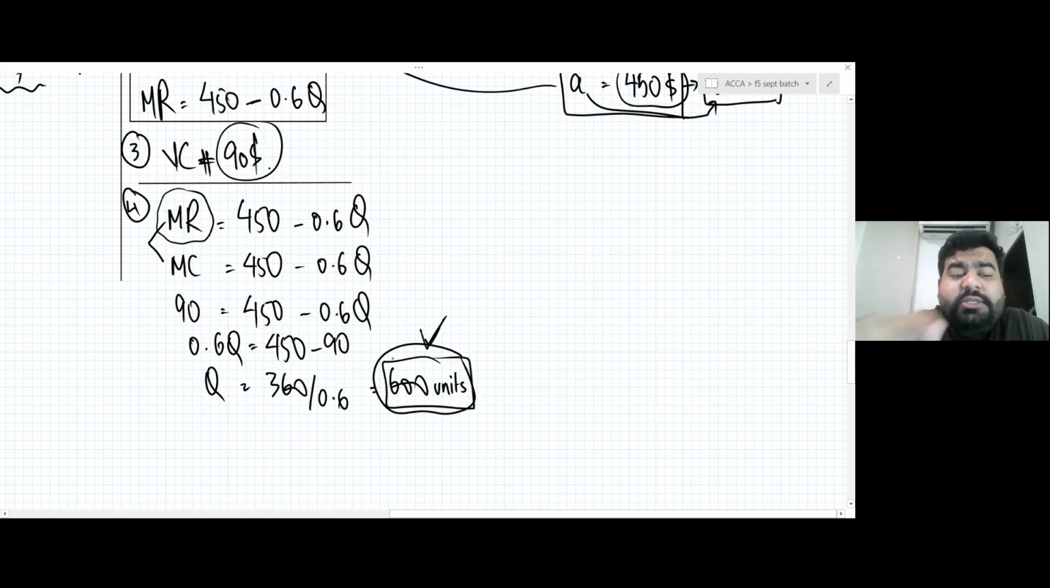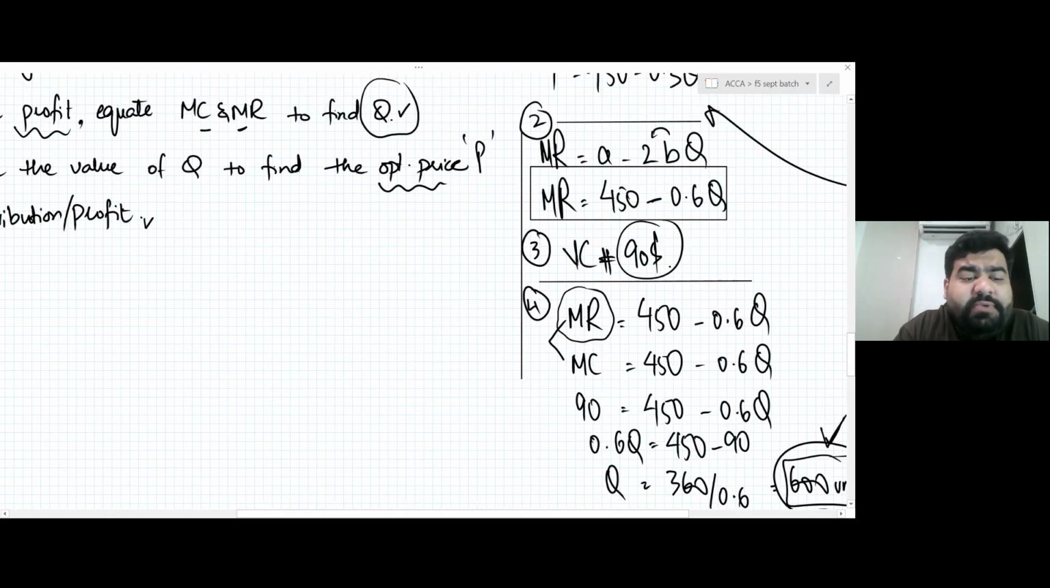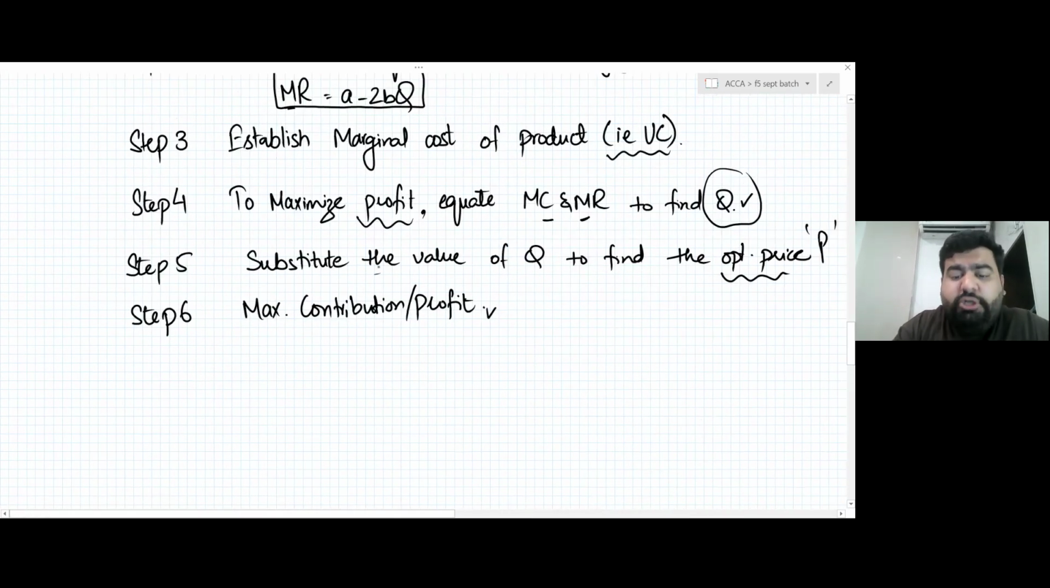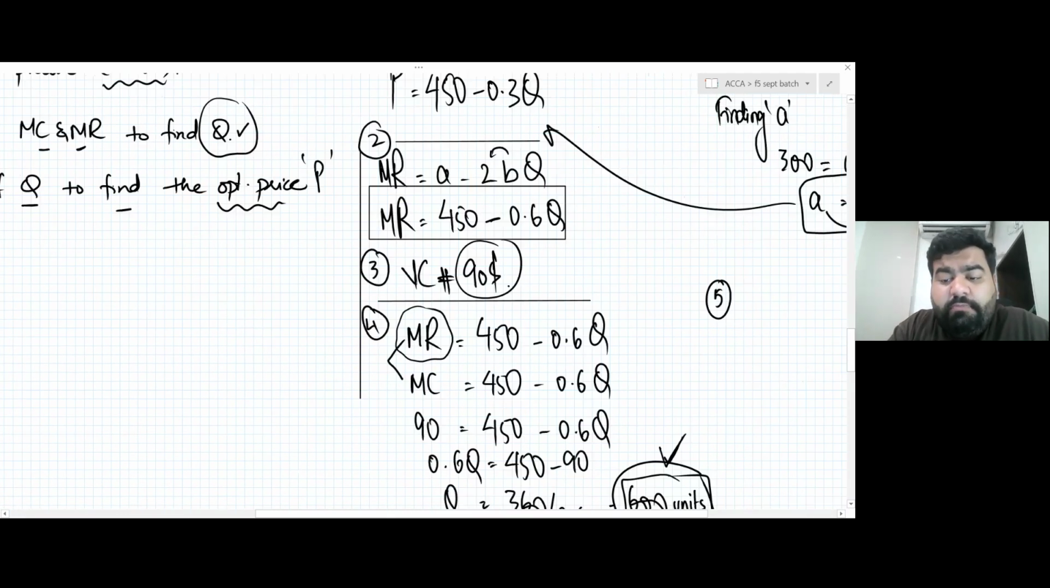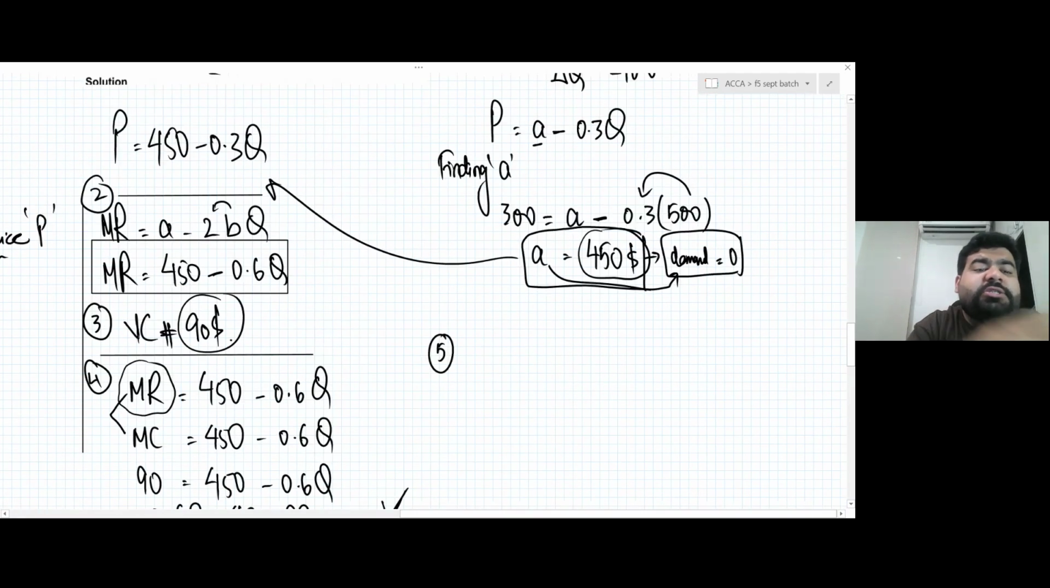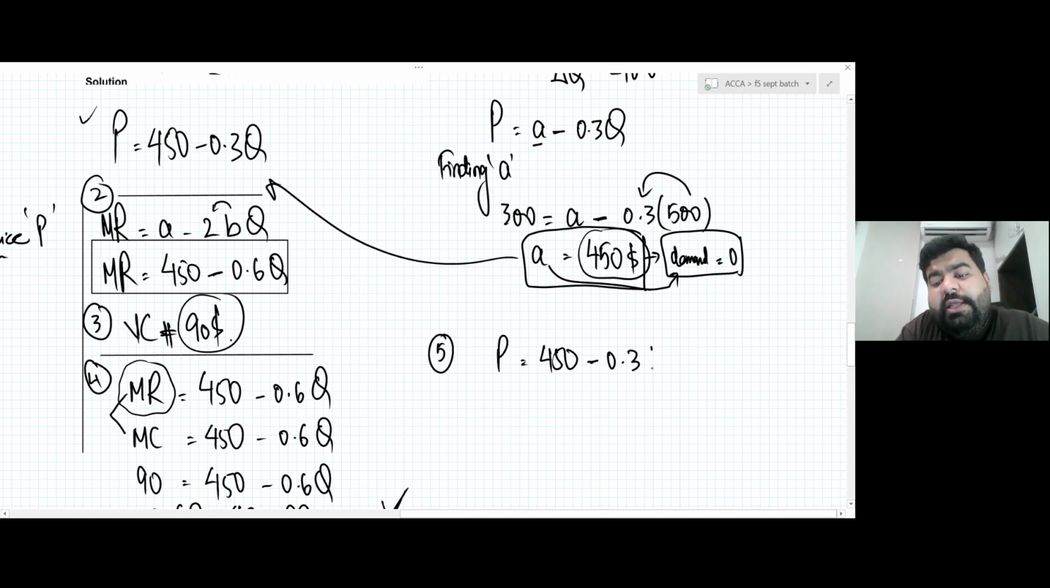But still you are not updated about the optimum price. For that, it's very easy. In the fifth step, it's written: substitute the value of Q to find the optimum price. Means you already have the relationship equation of P is equal to 450 minus 0.3 Q.